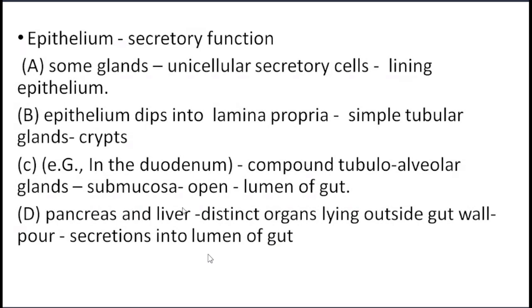And there are some glands which are outside the GIT tract, that is the liver and the pancreas. So this is about the lining epithelium, the first layer, that is called the mucosa.